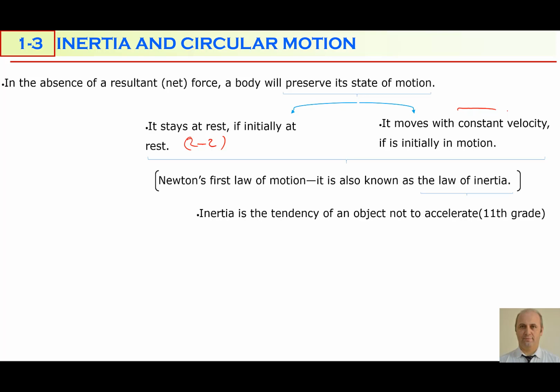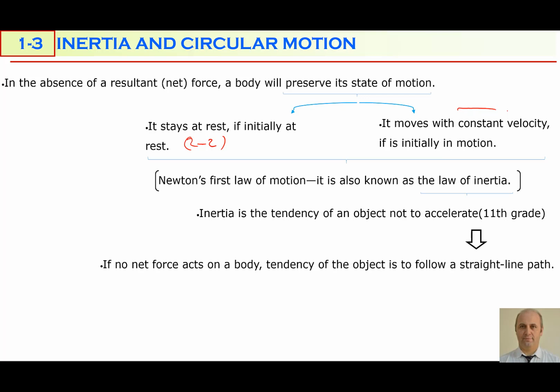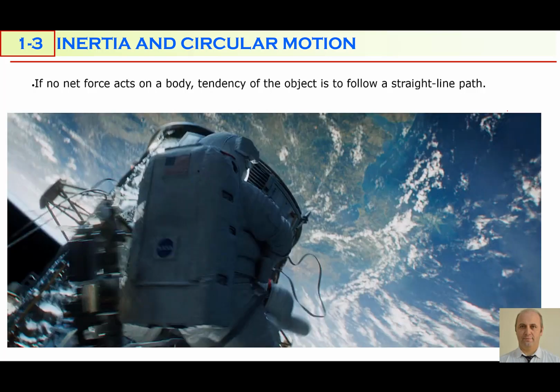And inertia is defined in the 11th grade as the tendency of an object not to accelerate, which means if an object is at rest, its tendency is to stay at rest. If an object is in motion, its tendency is to move on a straight line path. If no net force acts on a body, the tendency of the object is to follow a straight line path.